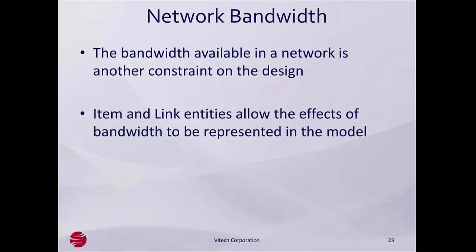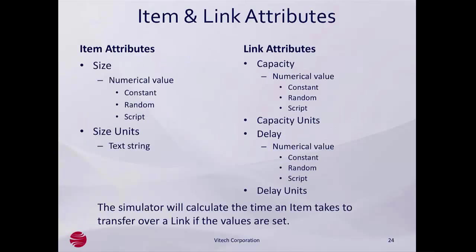The effect of communication network bandwidth on our solution is determined by the size of data that we are moving in the network and the capacity of the network to transfer that data. In Genesis and Core, we can represent the movement of data around the network using item entities, and we can represent the physical connections between parts of our architecture using link entities. The item and link entities have attributes to record the details necessary for determining the effects of bandwidth on the system behavior.